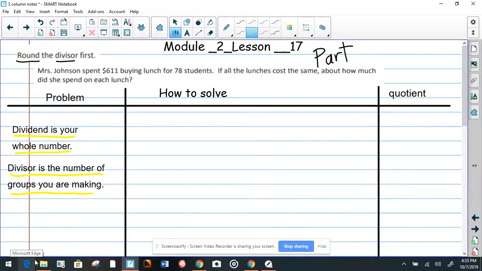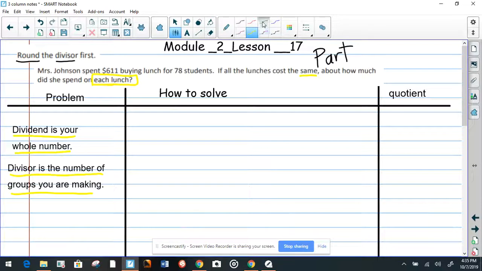Okay, well, let's dissect that from the problem. Mrs. Johnson, she's a very nice lady, spent $611 buying lunch for 78 students. If all the lunches cost the same, about how much did she spend in each lunch? Now we got to find out how much is each lunch.